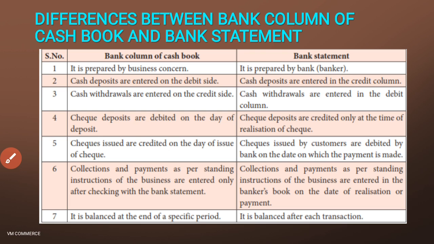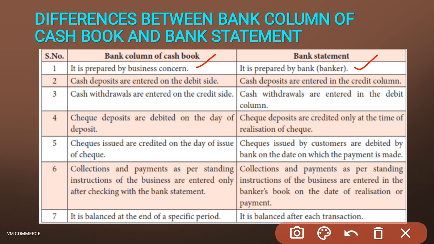Okay, then the differences between the bank column of the cash book and the bank statement. We are discussing only the bank column of the cash book. The bank column comes in the triple column cash book, the three-column cash book: discount column, cash column, bank column. That alone we are going to compare with the bank statement, that is the passbook. First difference: the cash book is prepared by the business concern, that is the customer. The bank statement is prepared by the banker.